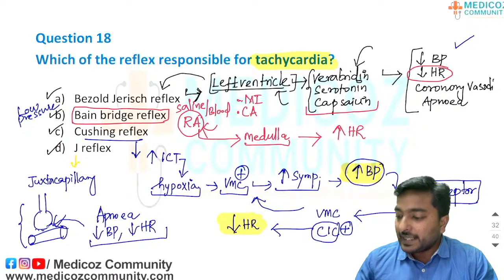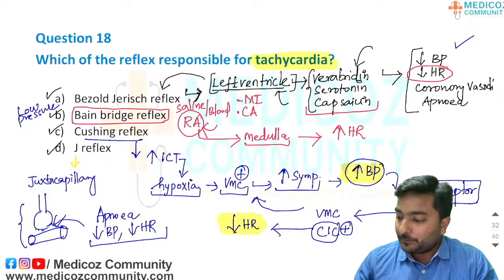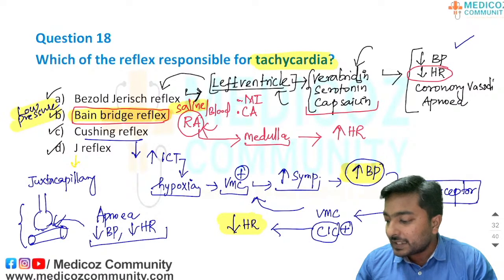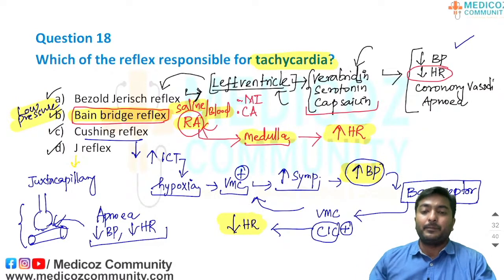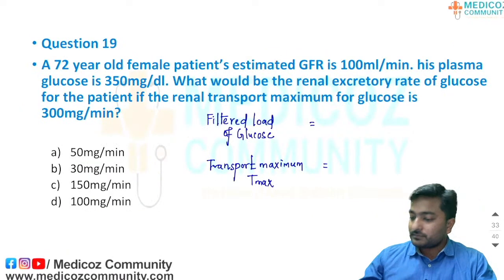So you have to be very careful about the response for each of these reflexes. Okay. Bainbridge reflex: it's a low pressure receptor activated when we are injecting saline or blood into the right atrium. The center is the medulla. The response you will get is tachycardia. Okay. Moving on to the next question.